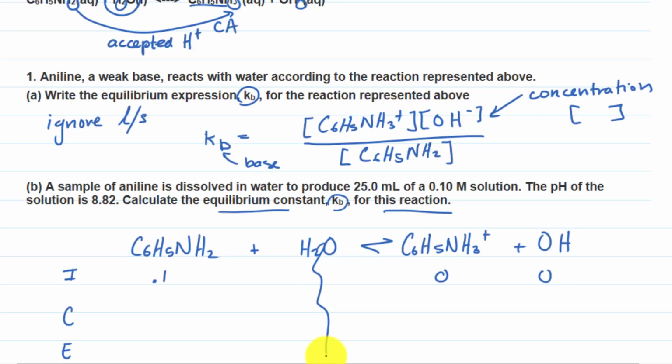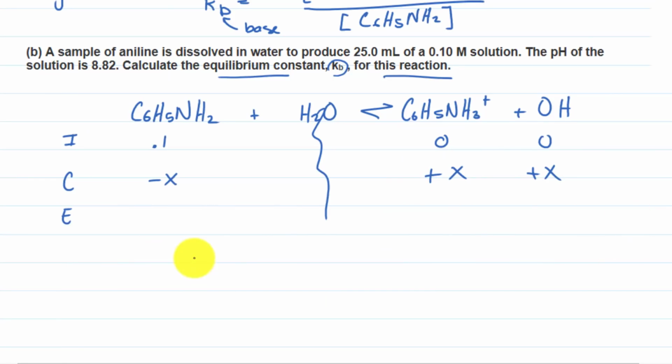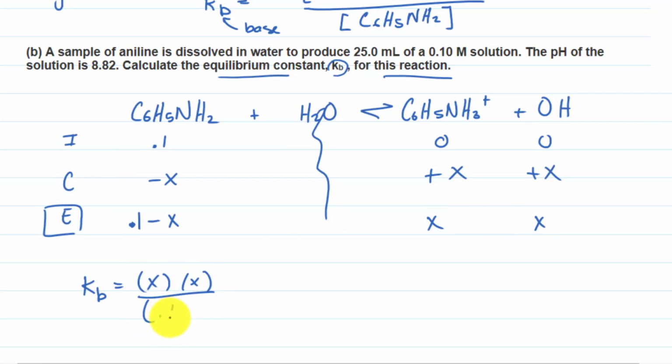And for the change, we don't know how much change is really happening, so we have to represent it in terms of x, okay? This would be minus x, this would be plus x, and this would be plus x. And at equilibrium, we would apply the changes. Starting from the initial, we have 0.1 minus x, here we have 0 plus x, which is just x, and we just have plus x right there. So this is what we are looking at when we write our expression. So we have Kb equal to x times x divided by 0.1 minus x.